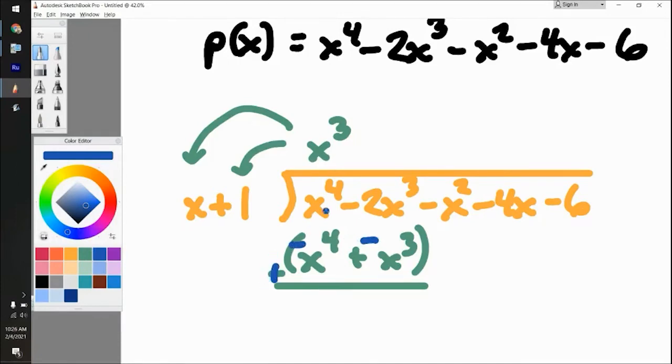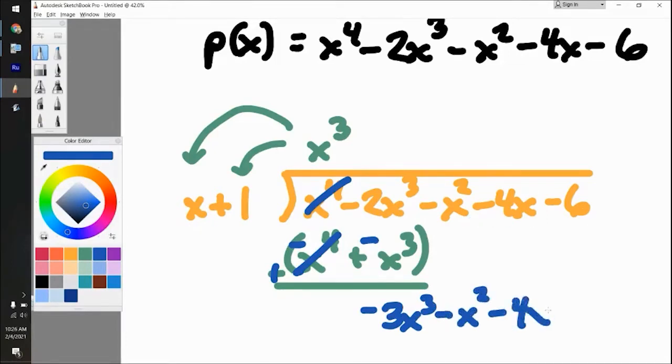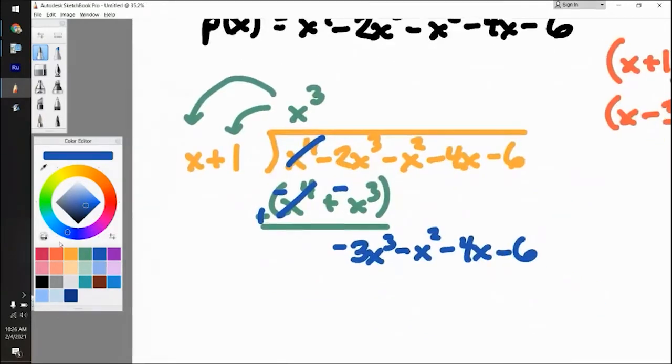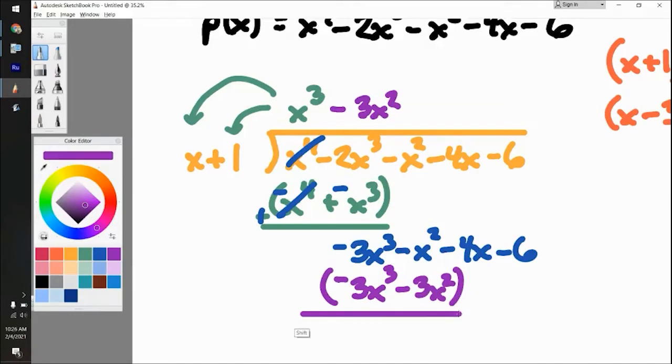There we go. This cancels, and you're left with negative 2x to the third minus x to the third, which is going to be negative 3x to the third. And then all of this other stuff just drops down. Okay, and then we're just repeating this process. So you think, what multiplies by this x to get negative 3x cubed? Negative 3x squared. Subtracting again.